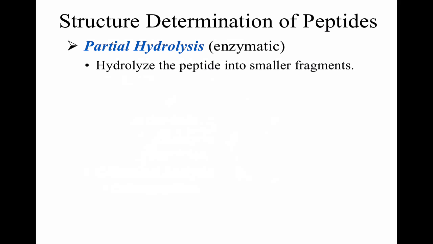So what we do is what's called a partial hydrolysis. We take that big peptide and we break it into smaller fragments. And there are some enzymes that do this for us. Okay? And you will learn a lot about this in Biochem 1.